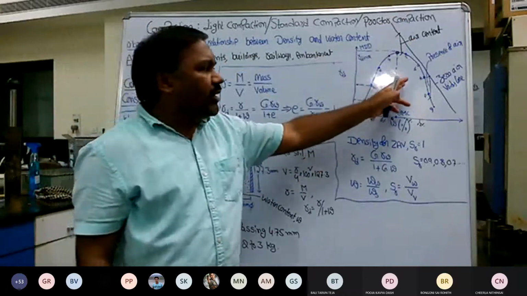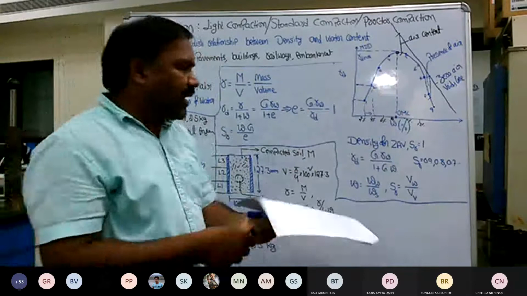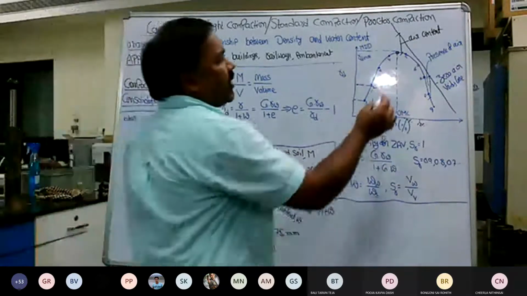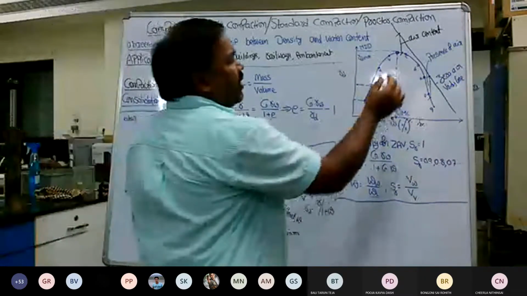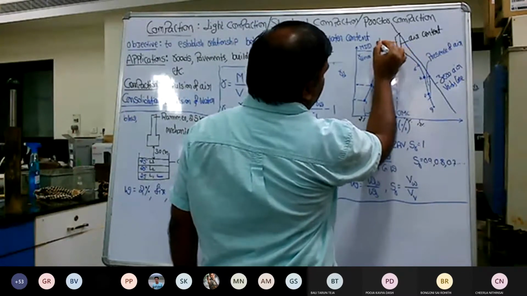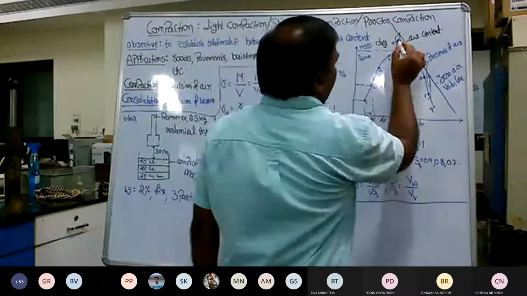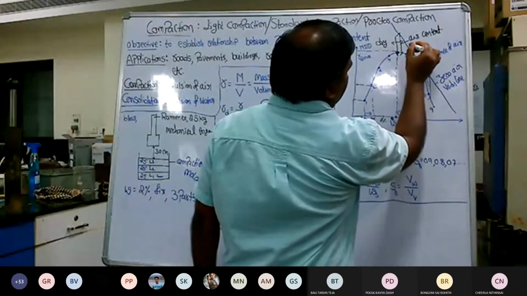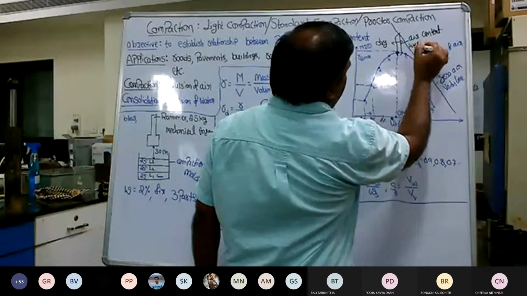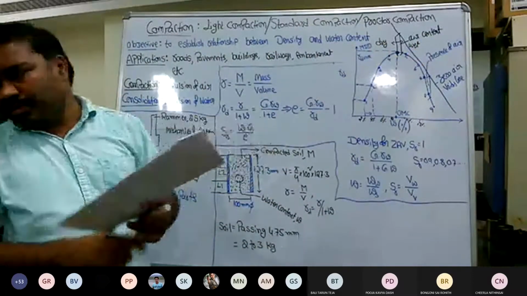Now incidentally, if you look at the compaction curve, it can be read as two things. From the peak point, the left side is called dry, while the other side, the right side, is called wet. Dry side or wet side of the OMC.